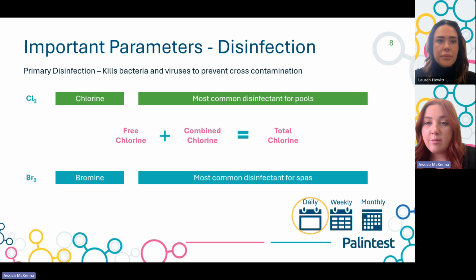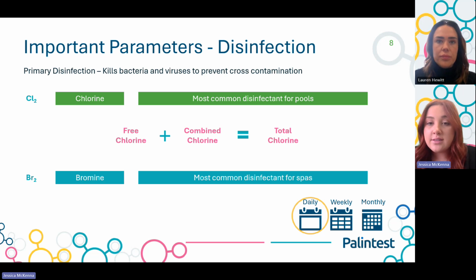Primary disinfection will kill bacteria and viruses and provide a residual to prevent cross-contamination. Chlorine is one of the most common forms of disinfection. When testing for chlorine, you'll need to monitor both free and total chlorine. As chlorine reacts with molecules containing nitrogen, they form combined chlorine. Nitrogen molecules are introduced to the water by bathers, but can also be introduced from the environment, especially in outdoor pools. Combined chlorine still has disinfection properties, however, it is not as efficient as free chlorine.